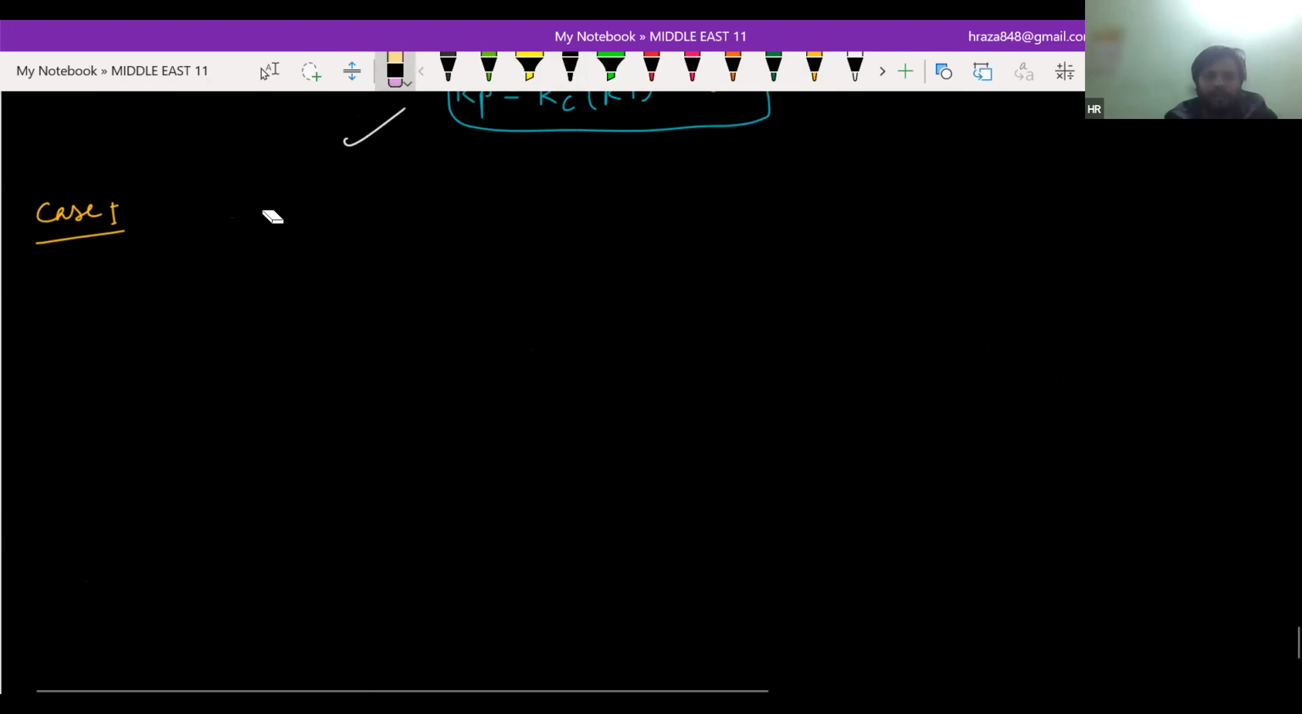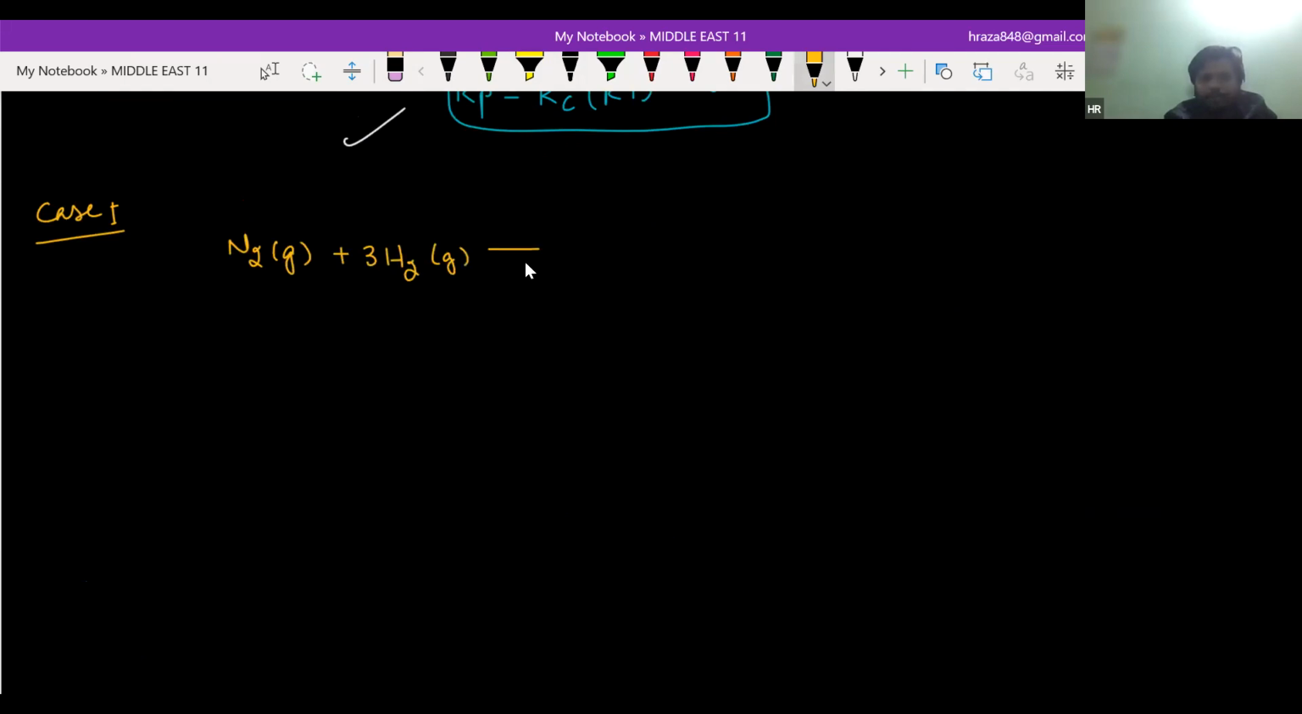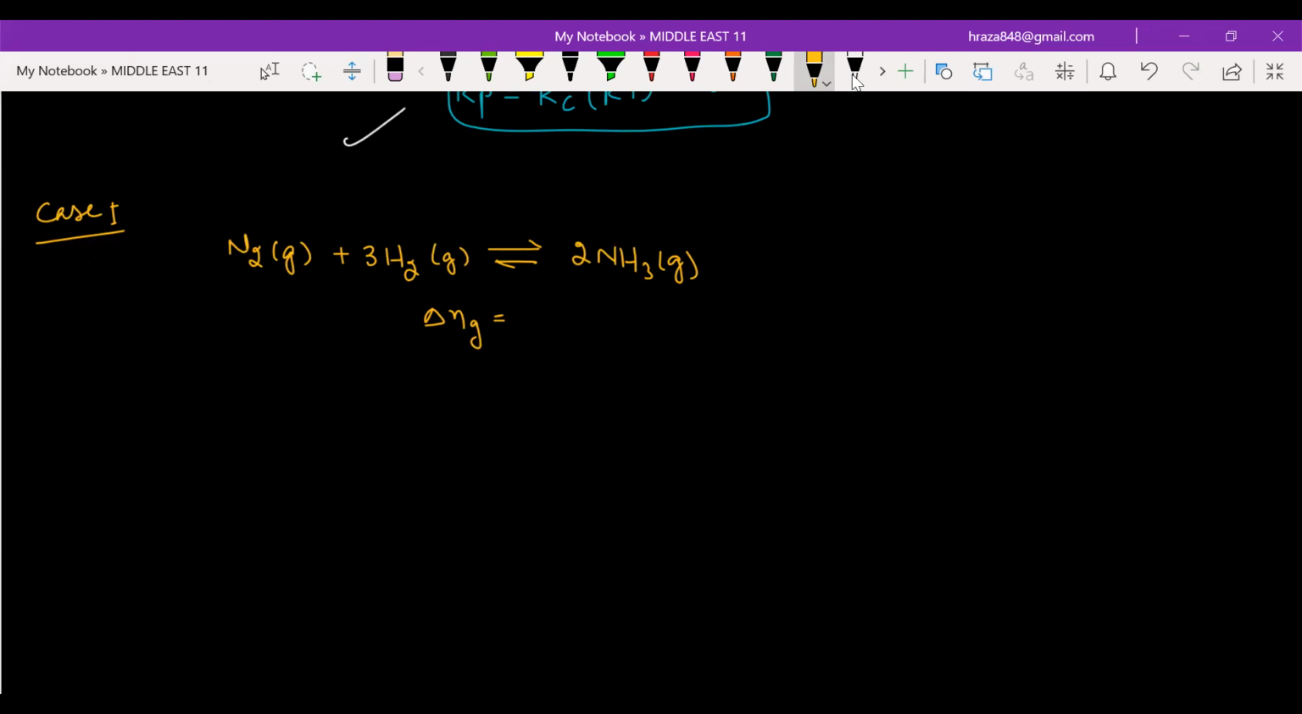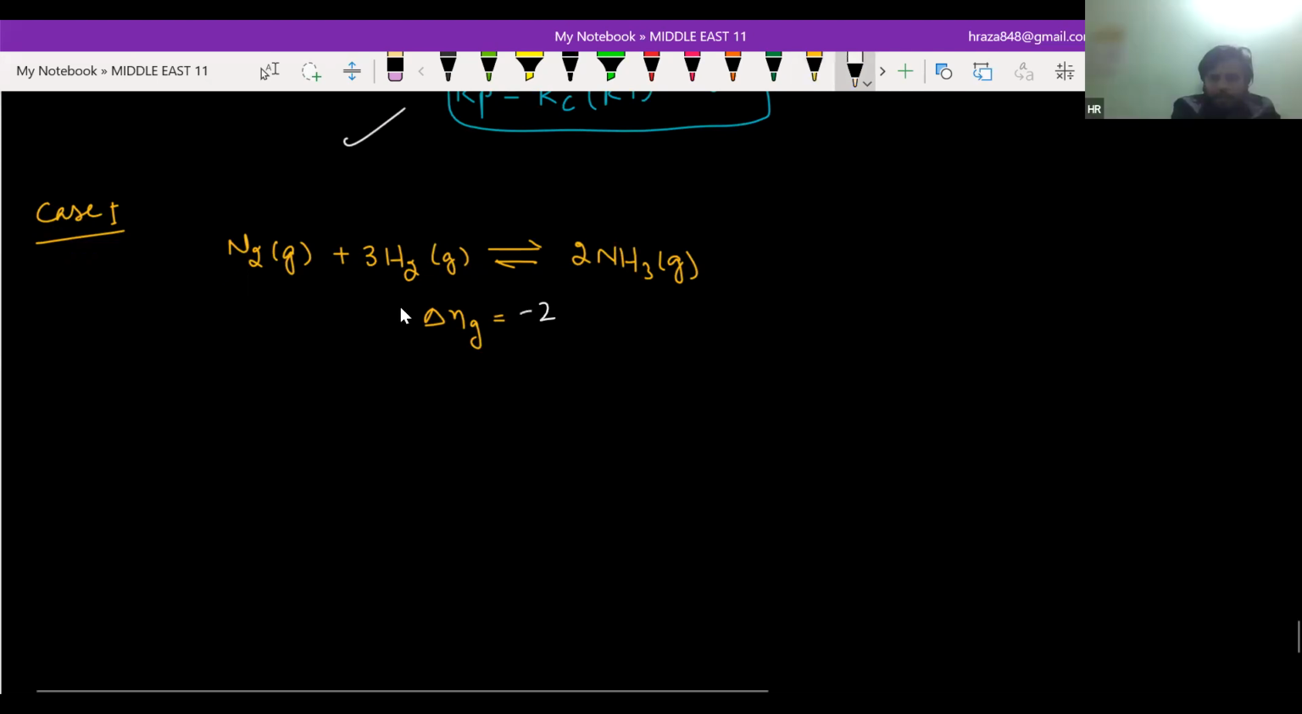Case 1, a reaction is given in which N2 in gaseous state plus 3H2 in gaseous state will give 2NH3 in gaseous state. Can anyone tell me the value of delta Ng? Anyone? -2, sir. Yes, negative 2. That is -2. Very good.